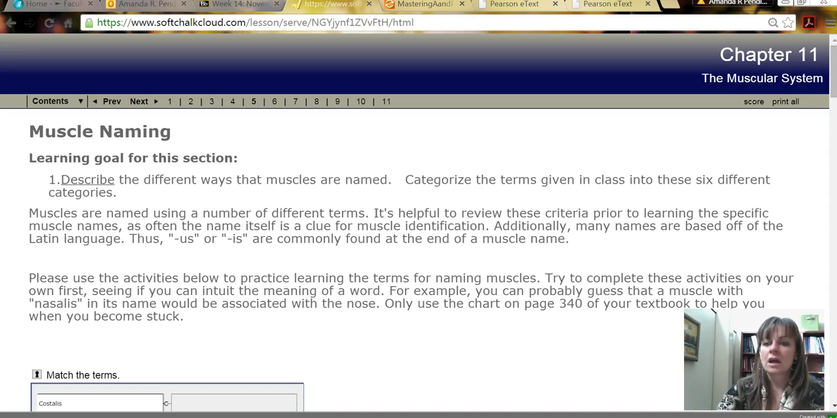One thing to know is that many of these muscle names are based off of Latin, and so we have to Latin it up, which means we're going to be putting us or is onto the end of the muscle name. So you may have remembered frontal lobe, frontal bone. Well, the muscle is going to be frontalis. So it's frontal with an is on the end of it. Okay? Frontalis. So just keep that in mind as you're learning these muscle names, that we've got to Latin it up, so we've got to put us or is onto many of the names.